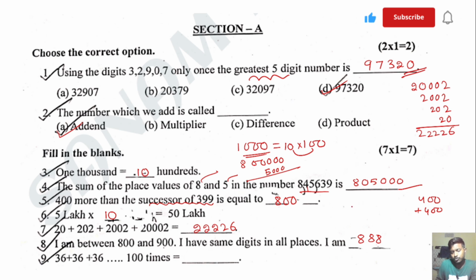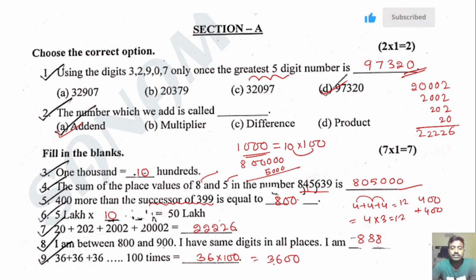Next question, 36 plus 36 plus 36, dot dot, 100 times. We know that suppose we add 4 plus 4 plus 4, 3 times, we can write 4 into 3. Yes or no? That is 12. See, add: 4 plus 4 is 8, plus 4 is 12. It means we know that repeated addition is multiplication. So we multiply 36 with 100. How many times? 100 times. So answer is 3600. Understand? 6 marks is important. Okay.